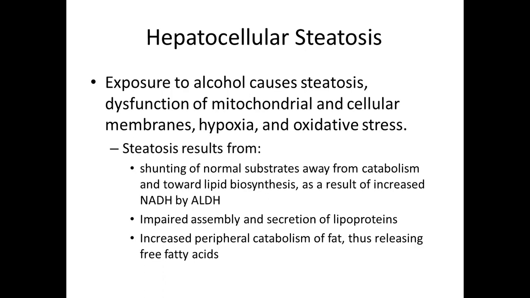This is usually increased at the cost of other enzymes. So shunting of normal substrates away from catabolism and toward liver biosynthesis usually results, and more and more lipid is being synthesized and metabolized within the liver, resulting in steatosis. Then there may be some impaired assembly and secretion of lipoprotein. They are not being secreted properly from the hepatocyte, so they are accumulating within the liver, resulting in the steatosis.